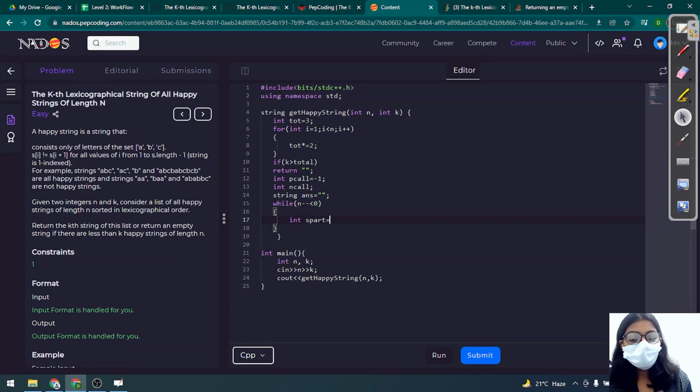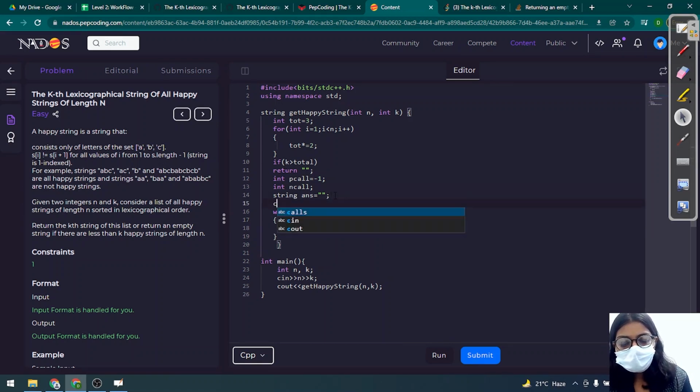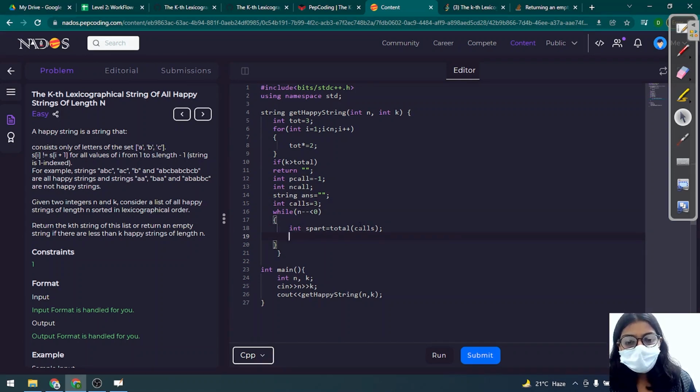Initially, we know how to calculate single part. Single part will be equal to total upon calls. Initially, let's say calls is equal to 3, right? int calls equal to 3. Okay, total divide by calls. Then we have to calculate the new call also.